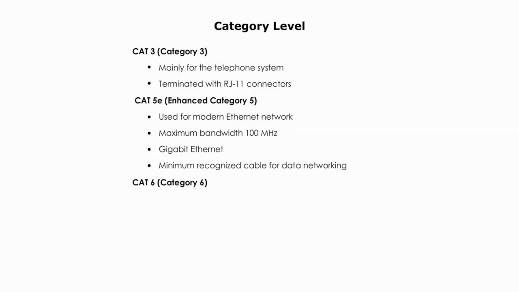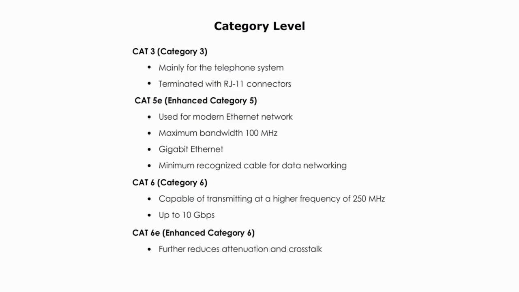Cat 6 is capable of transmitting at a higher frequency of 250 MHz and up to 10 gigabits per second transmission rate. Cat 6e further reduces attenuation and crosstalk, and can reliably transmit data at up to 10 gigabits per second. Many people believe that they need Cat 6 cable run in their homes to support their high-speed internet. It is not true.